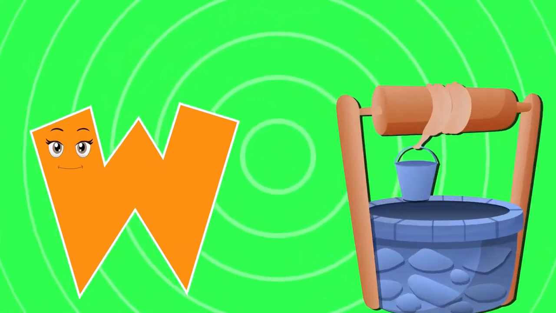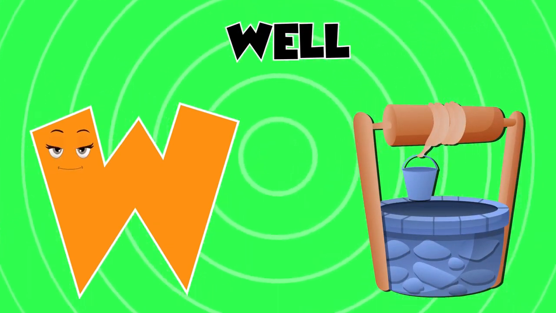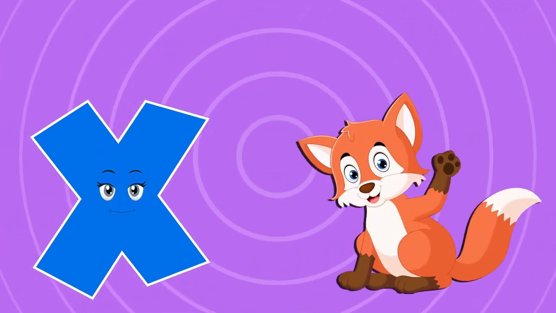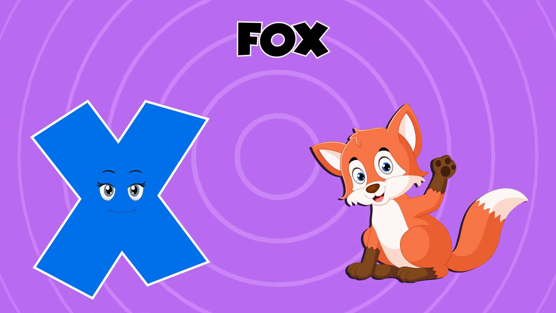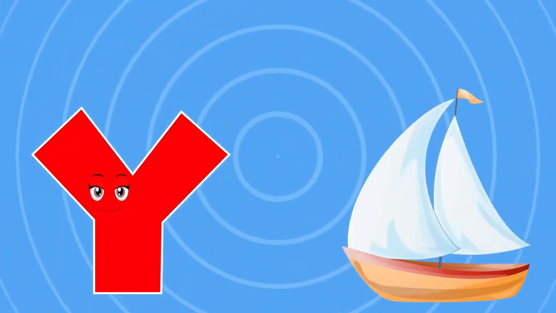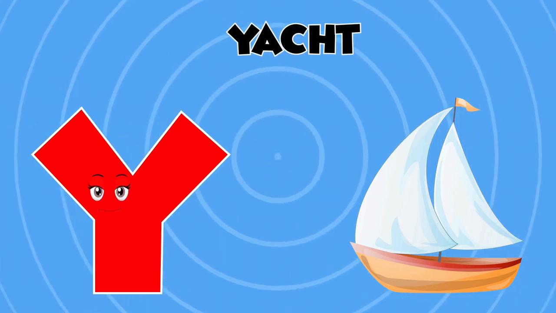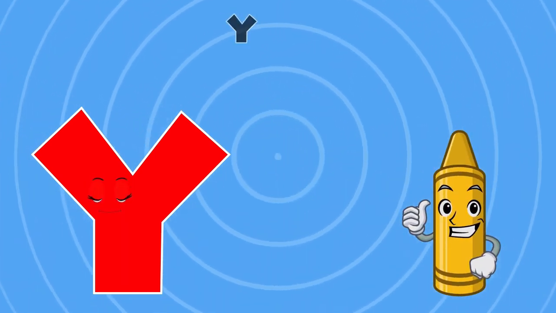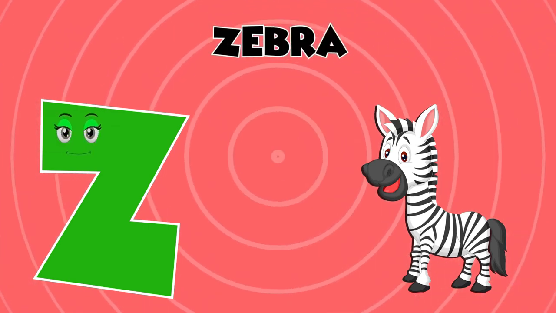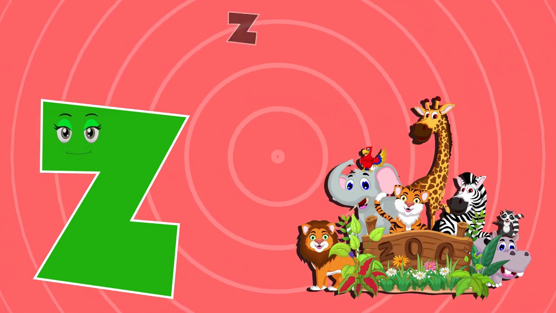W. W for well. Well. W for water. Water. X. X for fox. Fox. X for box. Box. Y. Y for yacht. Yacht. Y for yellow. Yellow. Z. Z for zebra. Zebra. Z for zoo. Zoo.